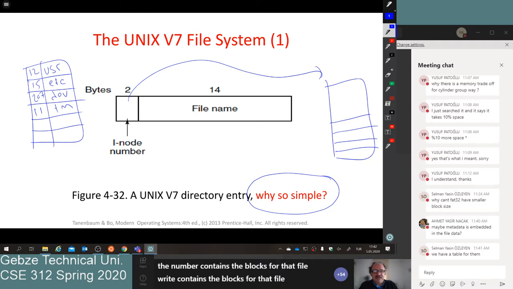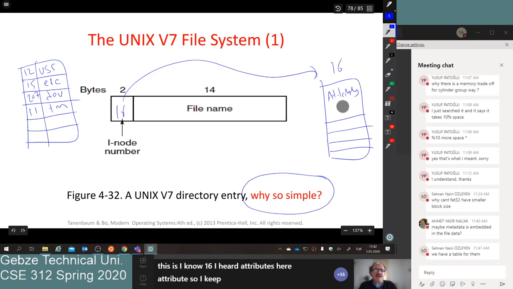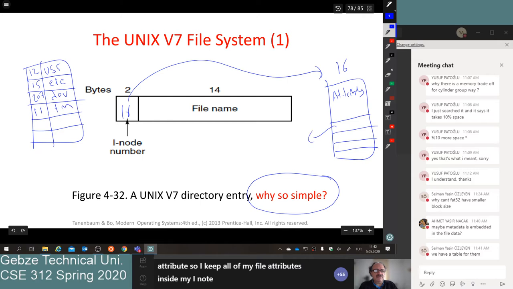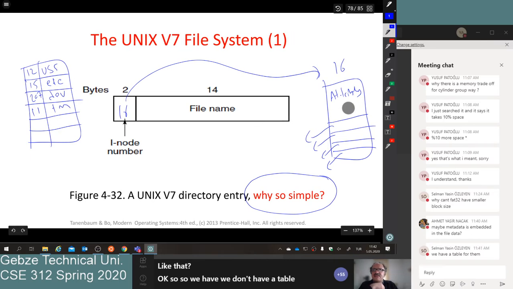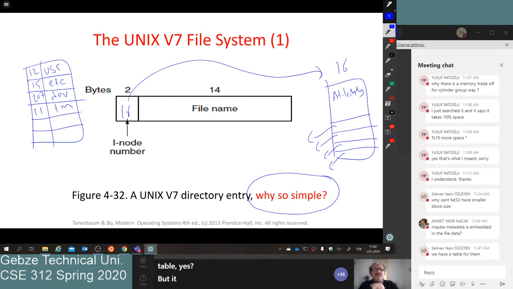But before that, what do I have? Let's say this is 16. This is inode 16. I have the attributes here. So I keep all of my file attributes inside my inode. And I have my block numbers, like that. Okay. So, we don't have a table. Well, if you consider this as a table, yes. But that information is contained inside the attribute area of the inode. Okay, that's why this structure is so simple.